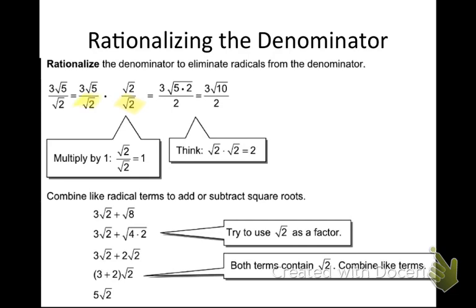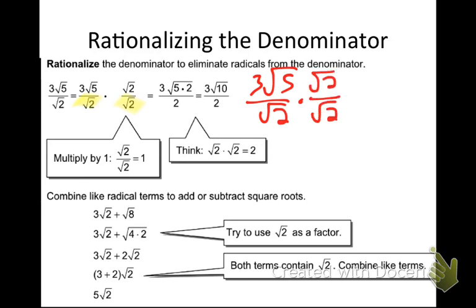Because that's what was in the denominator. Okay? So to rationalize it, you take your number that's in the denominator and you're going to multiply the numerator and denominator by it. Why would I do that? Well, let's think about it here. I have 3 square root of 5 over the square root of 2. And I'm going to multiply that by the square root of 2 over the square root of 2.